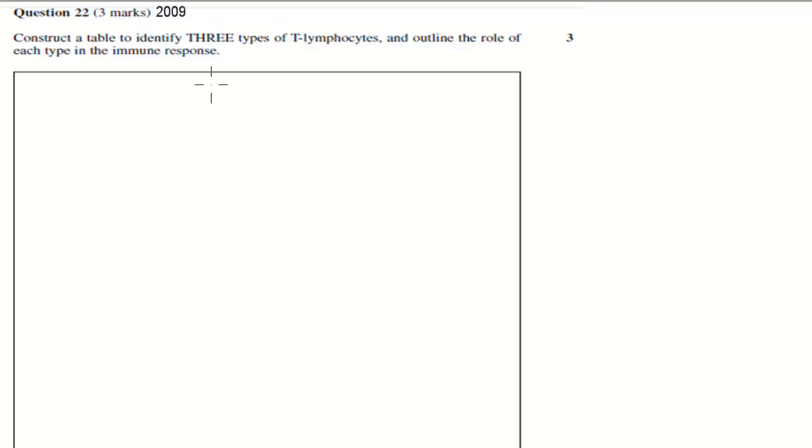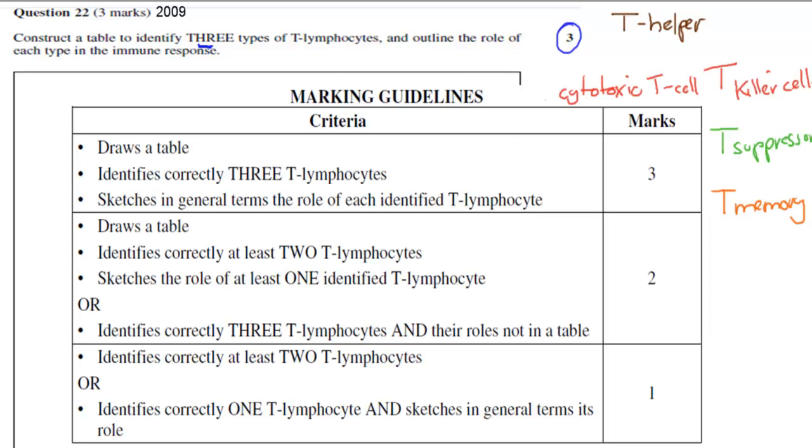Welcome back. So the question says, construct a table to identify 3 types of T lymphocytes and outline the role of each type in the immune response, and that's worth 3 marks. The marking guideline says to get full marks, so 3 marks, you should draw a table, identify correctly 3 T lymphocytes, and outline the role of each identified T lymphocyte. If you only do one of them, or you forget to do one of them, you more or less get 2 marks, and if you only do one of them in general, you only get 1 mark.